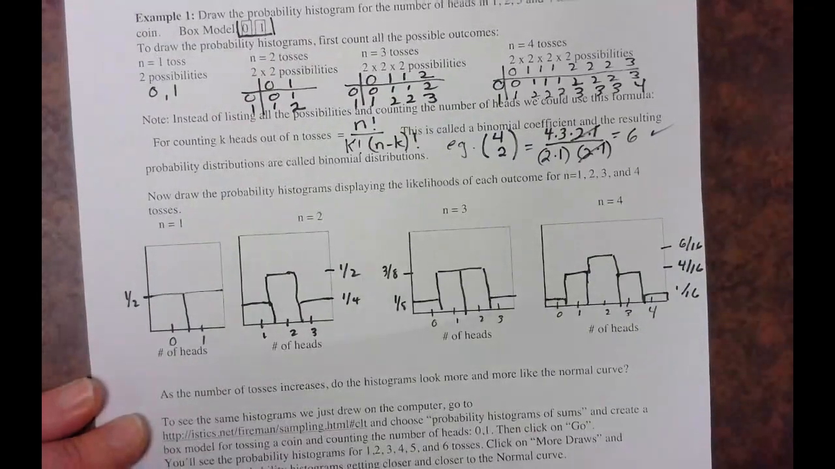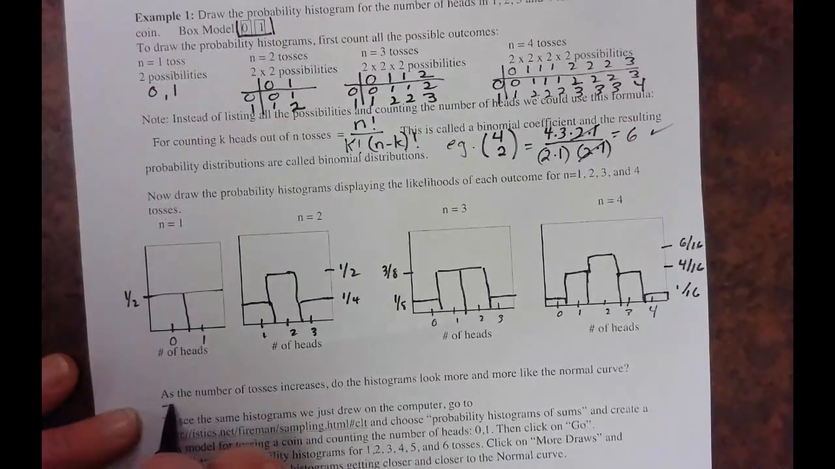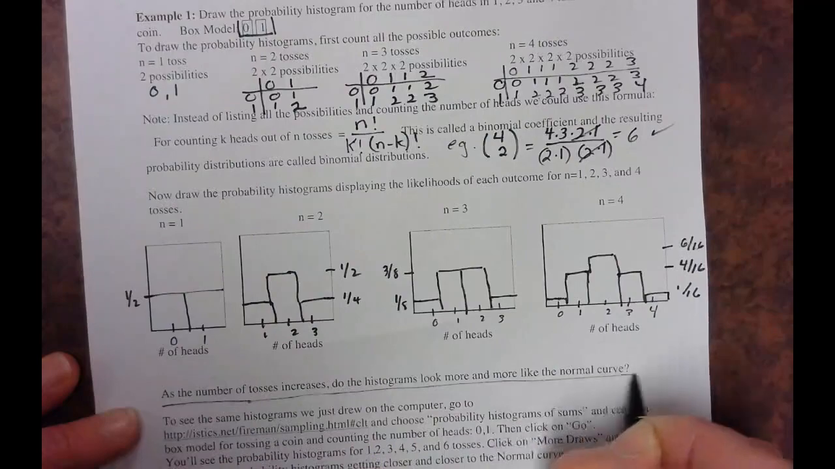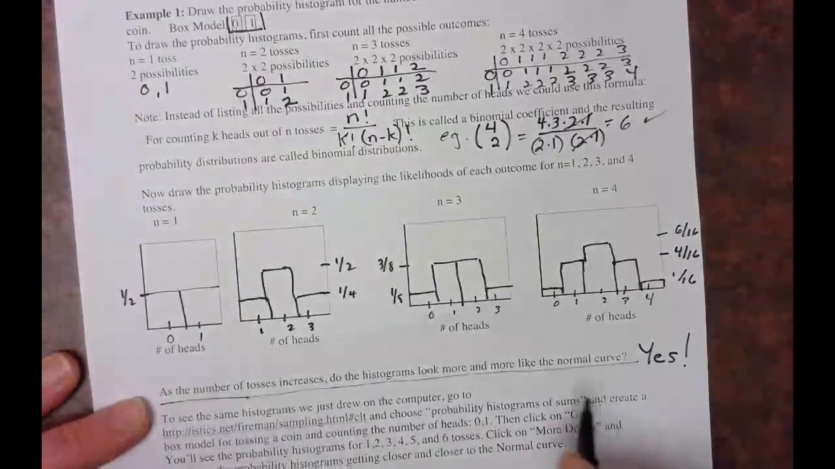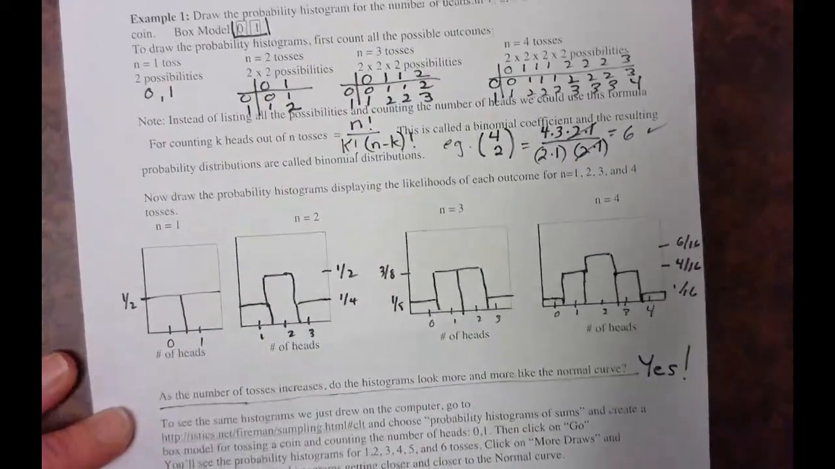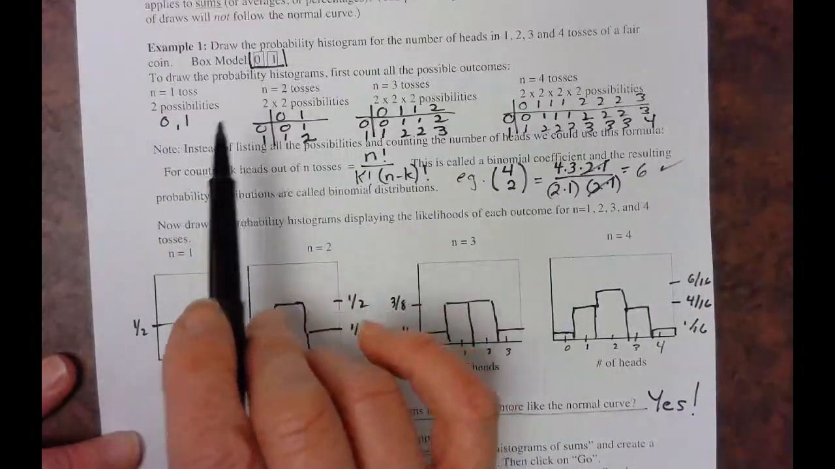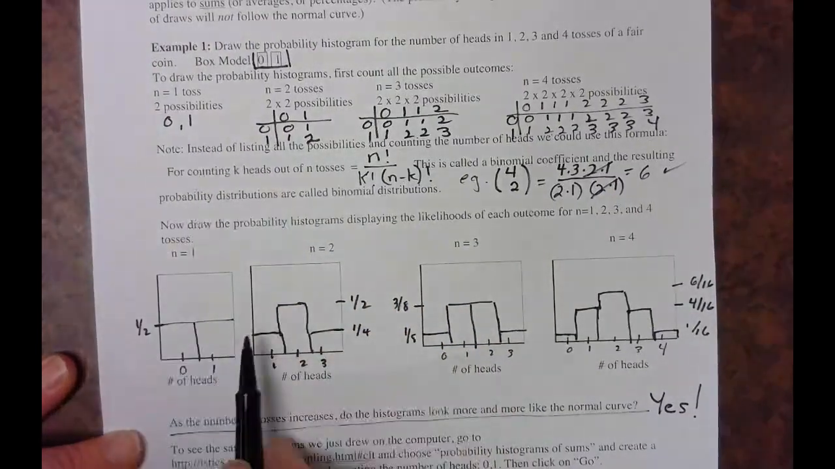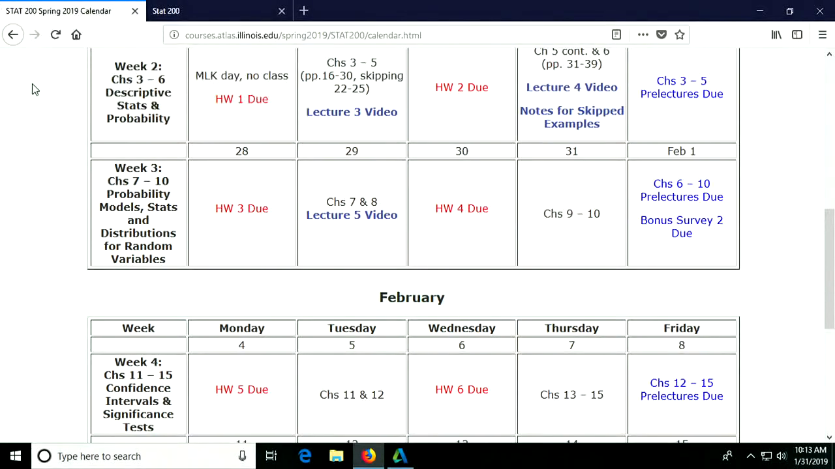Okay, so the central lesson here is the central limit theorem, and it says as the number of tosses increases, do the histograms look more and more like the normal curve? Yes, they do. And what's really cool about this is that it's not just for this particular example. It doesn't matter what numbers are in the box. Any numbers at all that you put in there, it doesn't make any difference. Eventually, with enough tosses, the probability histogram for these sums and also averages and percents will resemble the normal curve. Okay.